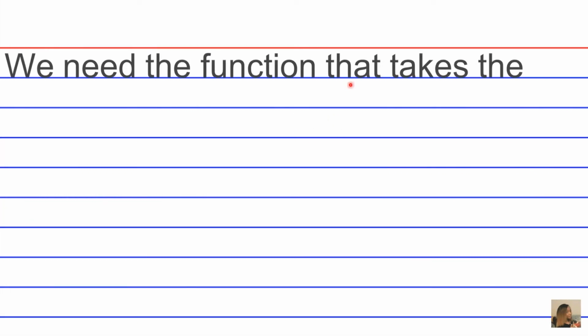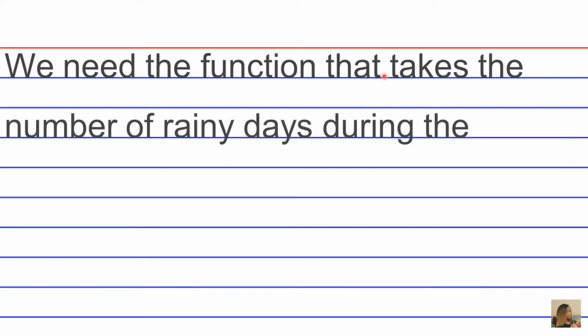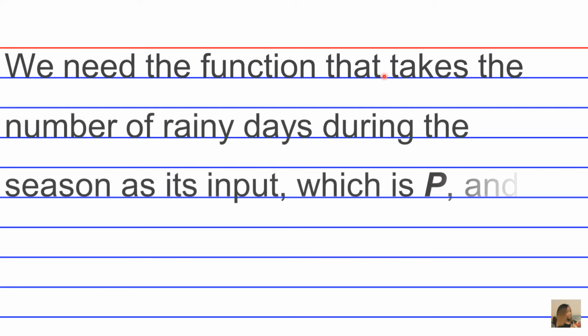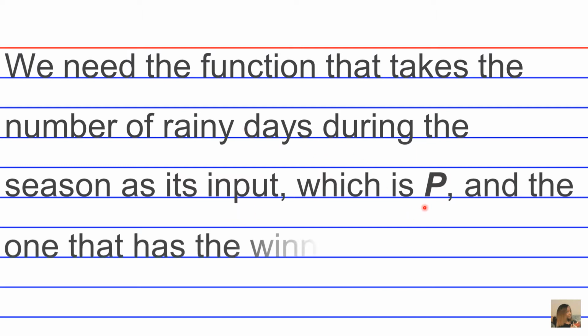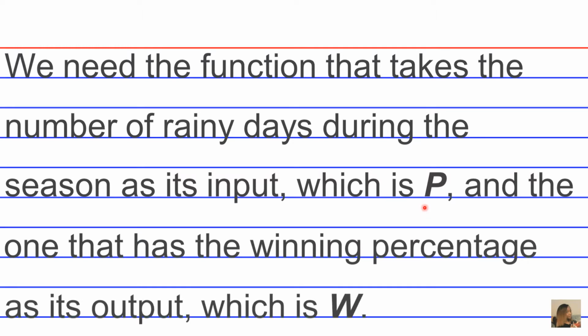We need to find the function that takes the number of rainy days during the season as its input, which is P. P is the function that does this. And we need to find the one that has the winning percentage as its output. And that is function W. Okay, so we're going to have to compose these two functions.